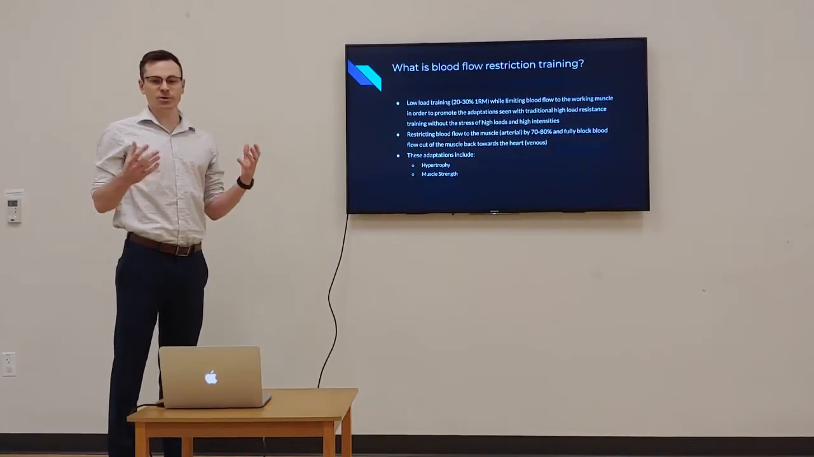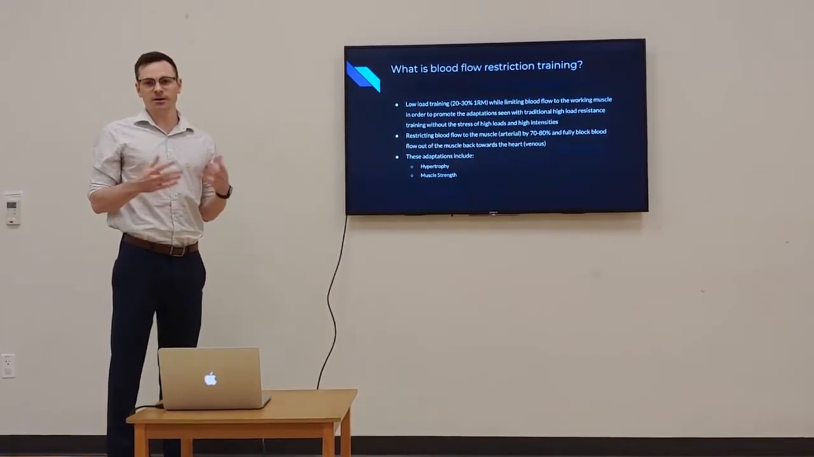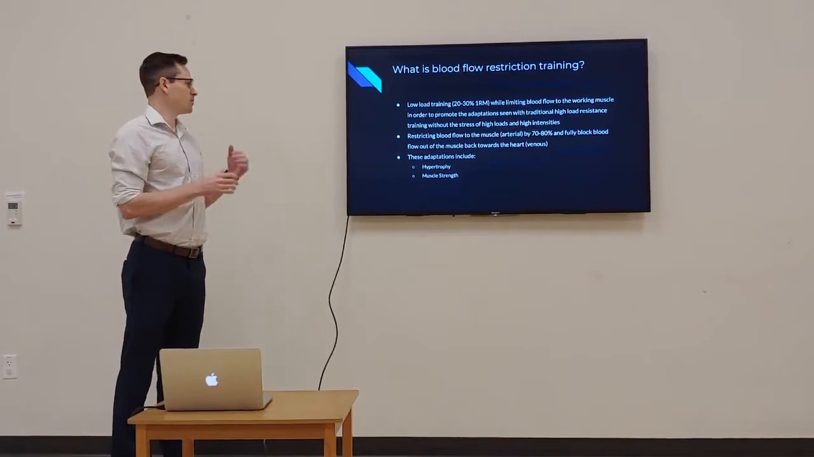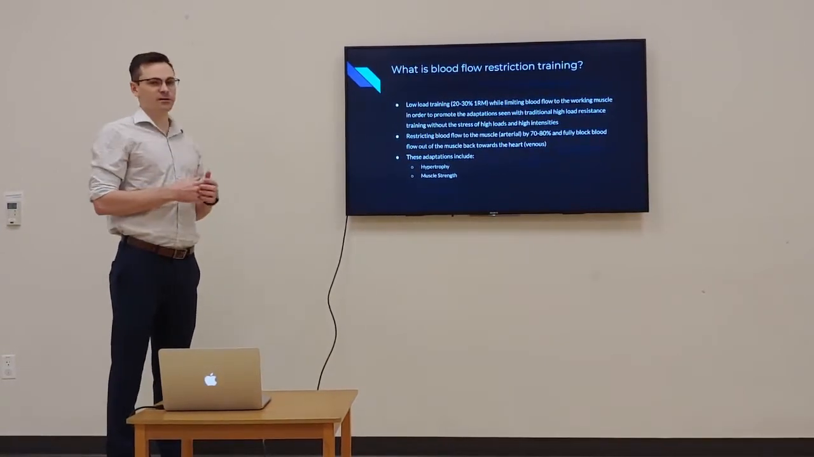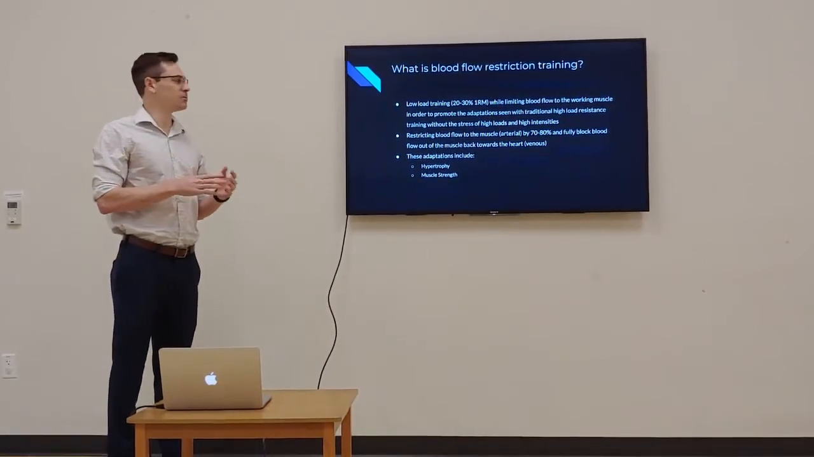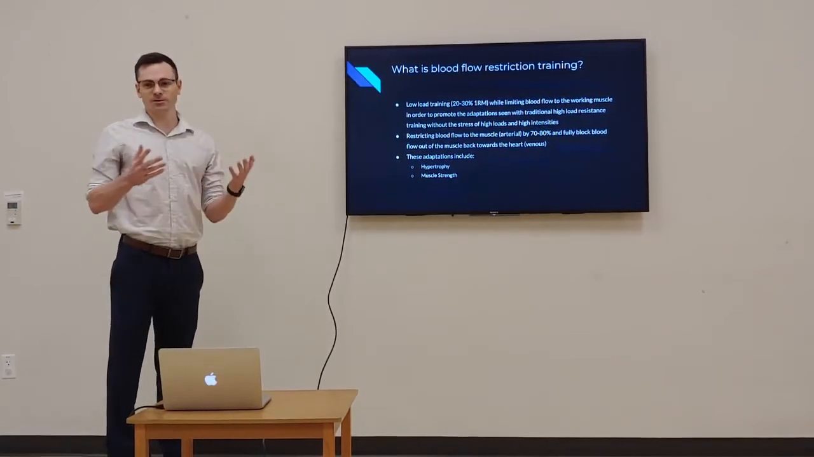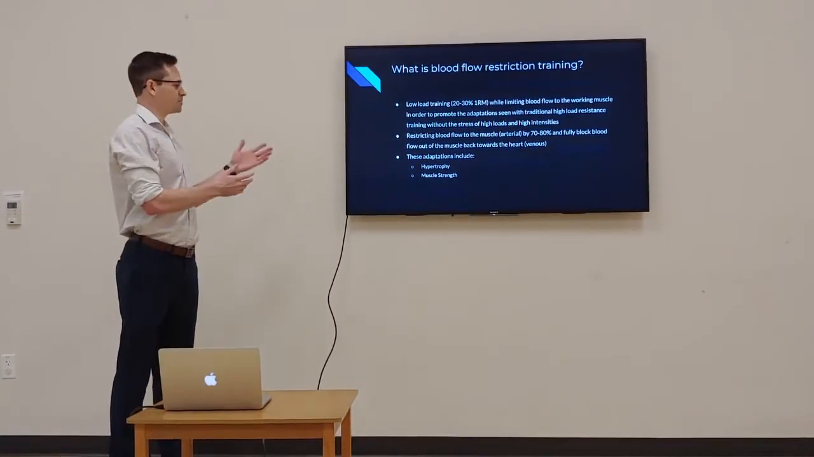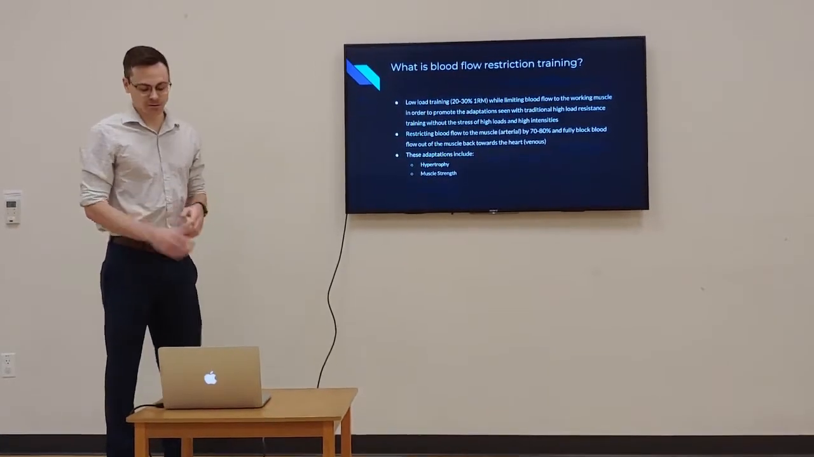But we don't have to put that crazy high load on somebody's body, or take on the risk of injury and stuff like that. The actual restriction is going to be up to 70 to 80% of the arterial blood flow, so the blood flow away from the heart to the muscle, and then completely blocking the blood flow out of the muscle. The adaptations I'm going to talk about are hypertrophy and muscle strength.